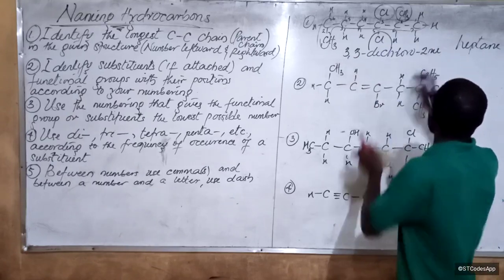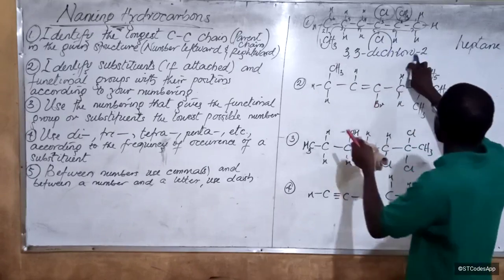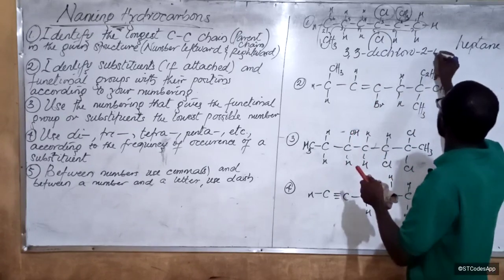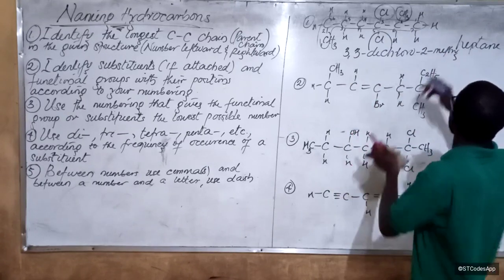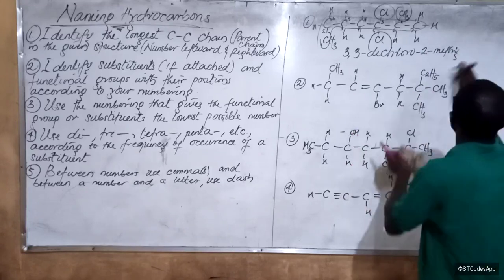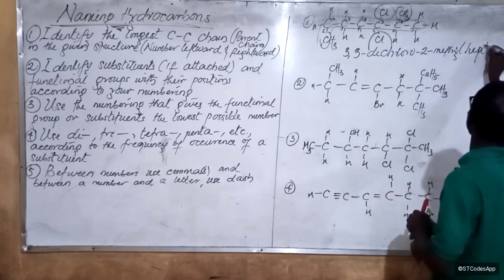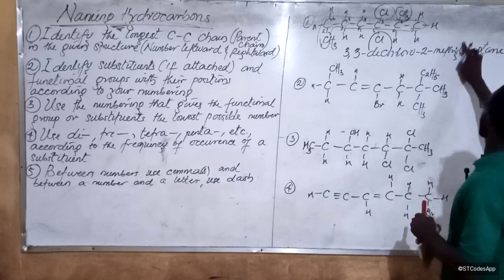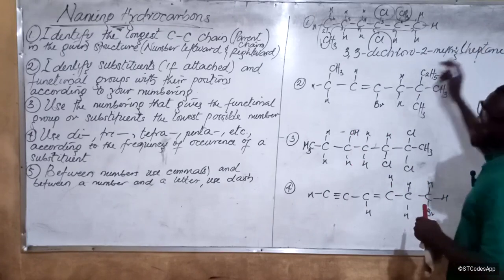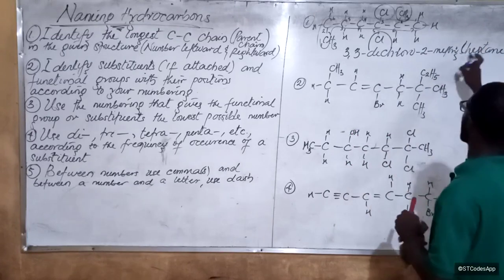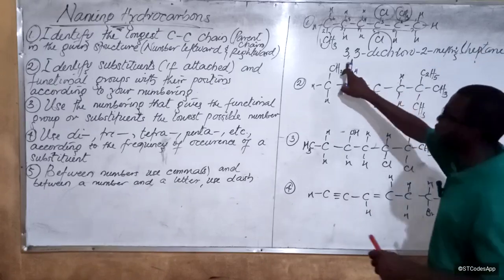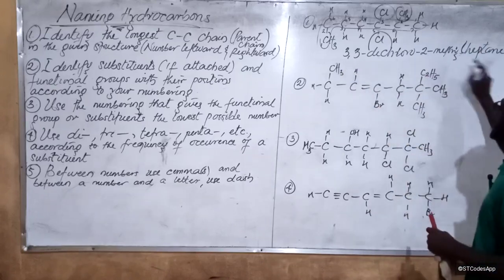2-methyl. So between number and letter, you put a dash, 2-methyl heptane. So notice, just write it together. You don't have to put a space in between them. Don't put a space between this. Just write it together. So the name of this molecule is 3,3-dichloro-2-methylheptane.